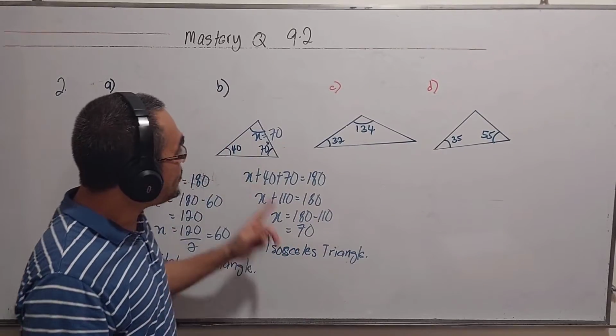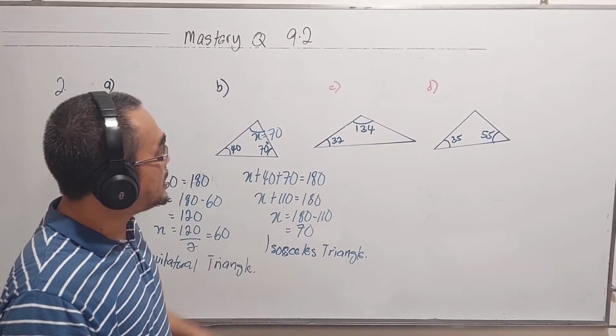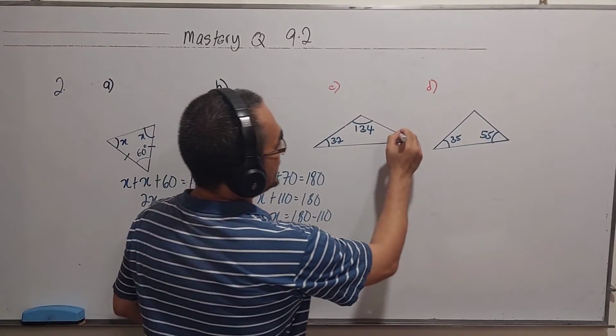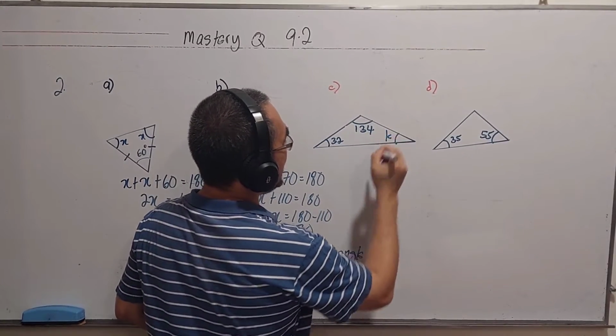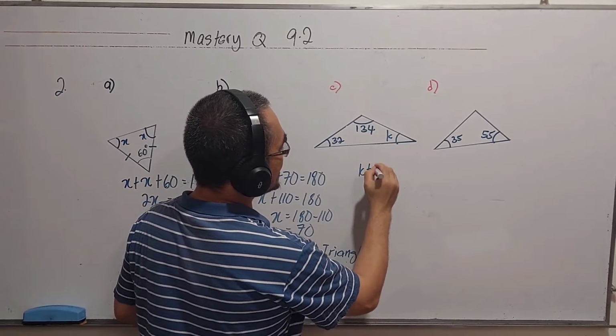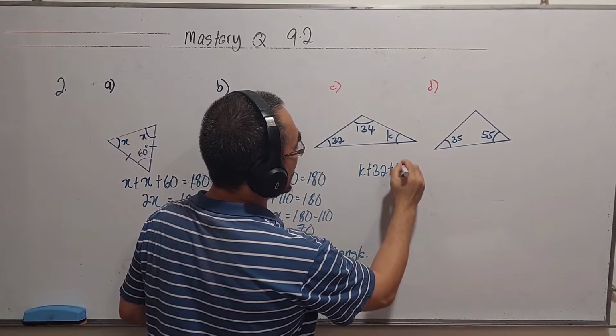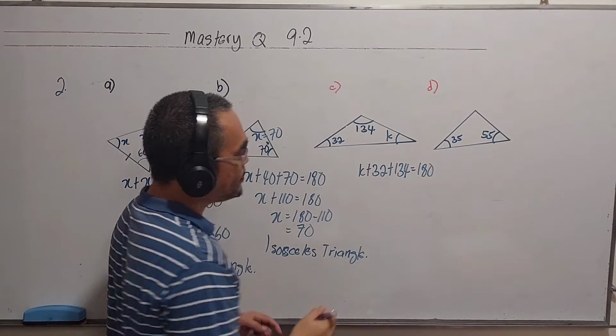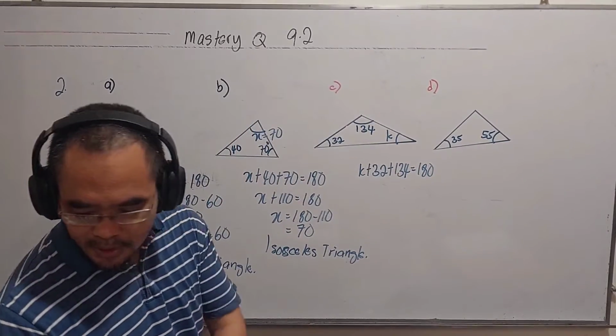Okay. Whenever we have two sides of equal value. And let's label here as K. So K plus 32 plus 134 equals 180. 134 and 32.